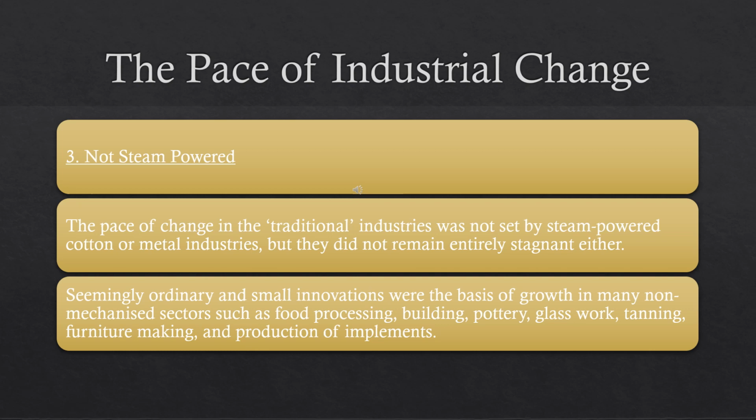Another important point is that the industries were not steam powered. Although industries were set up, they were not completely mechanized, not steam powered. So the traditional industries were not steam powered like cotton or metal industries, but yes, they did not remain entirely stagnant. They were adopting new innovations gradually. So seemingly ordinary and small innovations were the basis of growth in many non-mechanized sectors. For example, food processing, building, pottery, glasswork, tanning, furniture making, and production of implements, meaning tools.